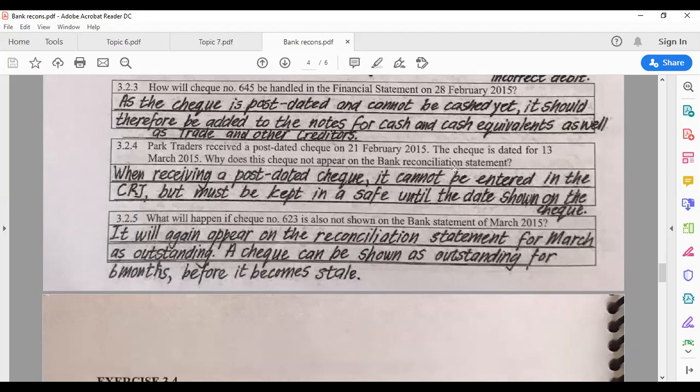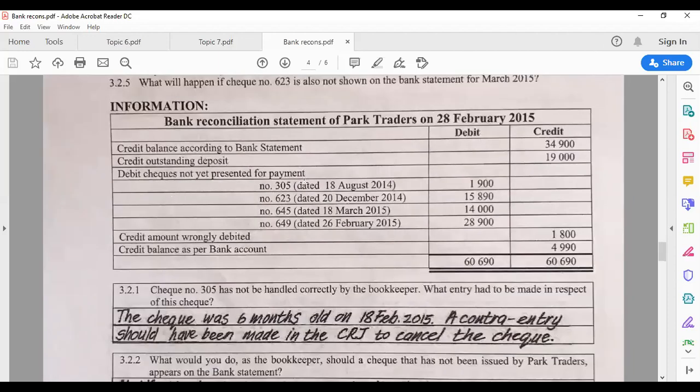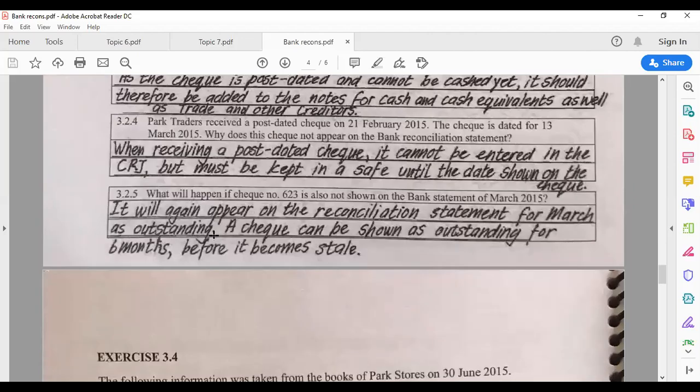What will happen if check number 623 is also shown on the bank statements of March 2015? It will again appear on the reconciliation statement for March as outstanding. A check can be shown as outstanding for 6 months before it becomes invalid. Okay, so I can show a check not presented for payment for 6 months, but after 6 months, that's outdated and invalid.